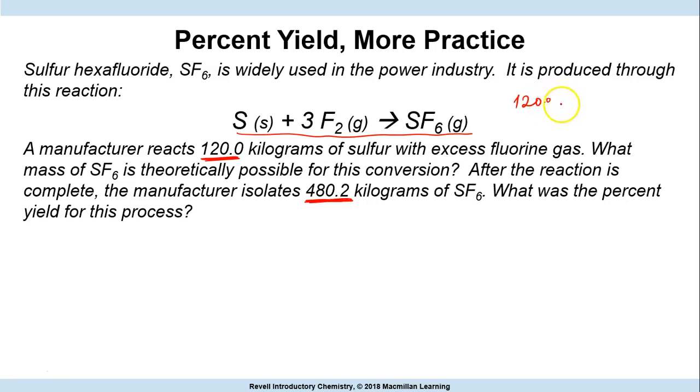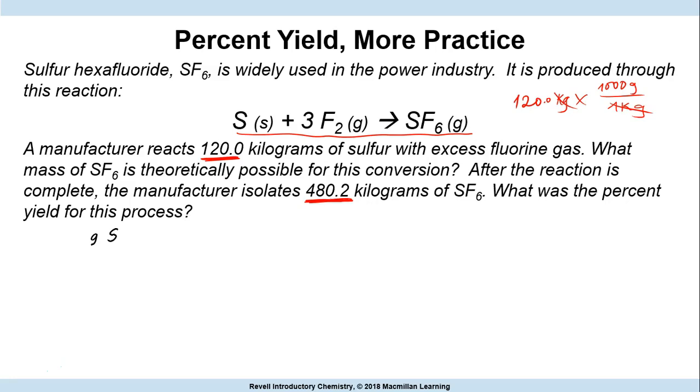So we have 120.0 kilograms. We now have to convert it to grams. What is the conversion factor? We know that there are 1,000 grams in 1 kilogram. So 1,000 grams will be at the top, and 1 kilogram at the bottom. You see that kilograms will cancel here, and we are left with grams. So we are going to have 120,000 grams. So that is the value that we have.